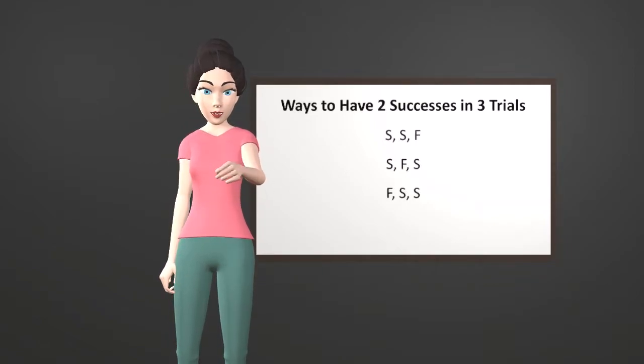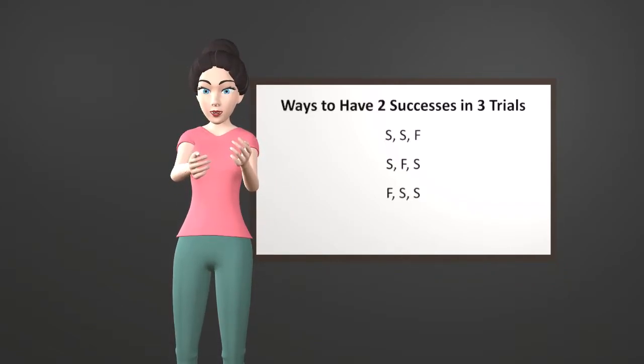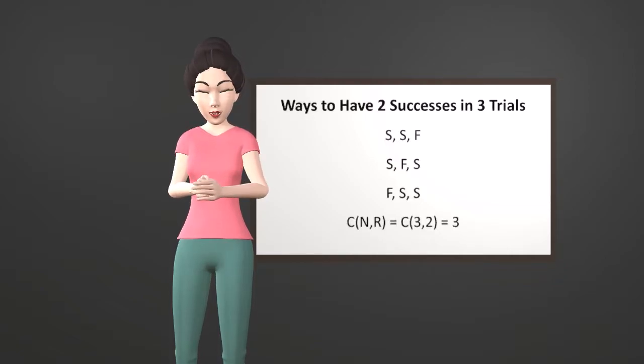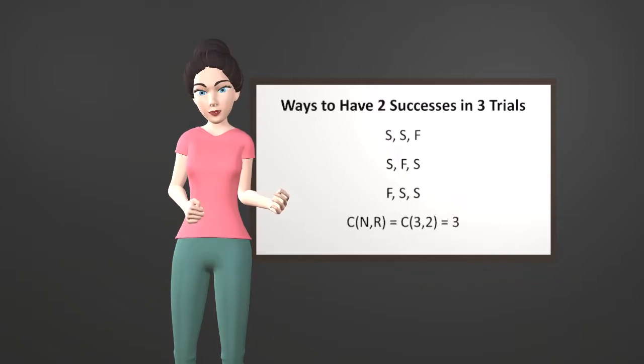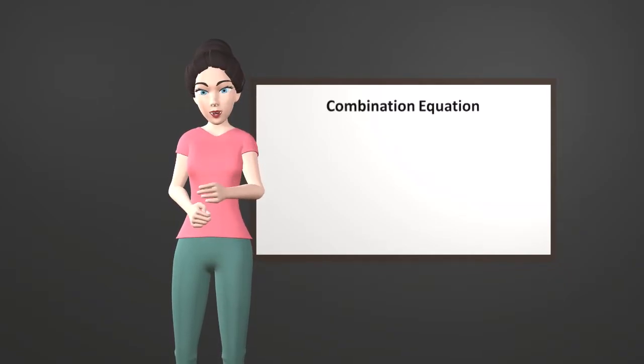As you can see, in each sequence there are 2 successes and 1 failure. The number of different sequences having R successes in N trials is called the number of combinations. In this example, there are 3 combinations for a sequence having 2 successes out of 3 trials. The number of combinations may be simple to work out by hand when there are just a few trials, like our previous example.